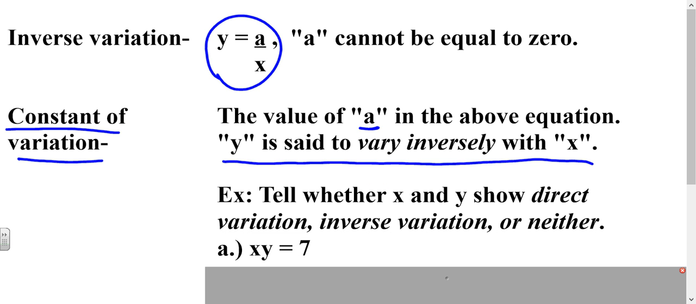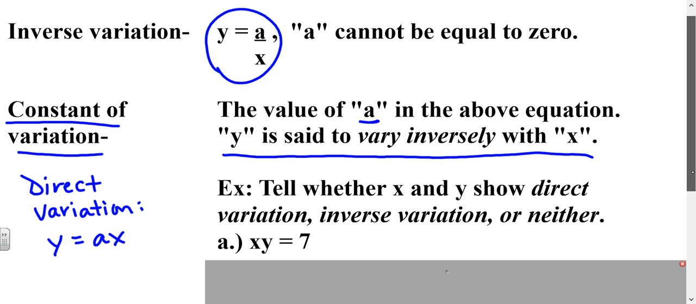It says, tell whether x and y show direct variation, inverse variation, or neither. Now remember, we did direct variation at the beginning of first semester. The equation for direct variation is y equals a times x. So these are directly multiplied together, and since this is division, this would show inverse variation. If it's in this formula, it's direct. If it's in this one, it is an inverse variation.